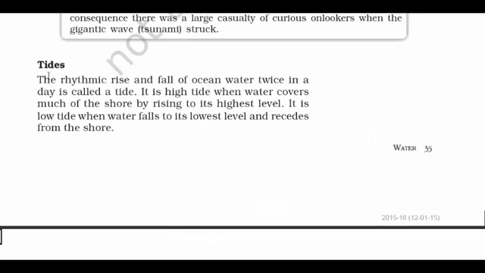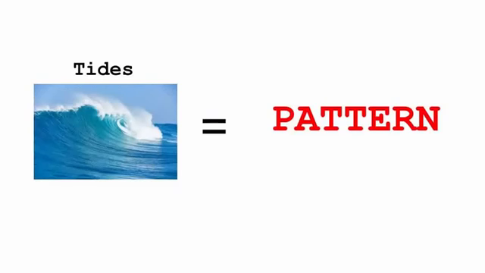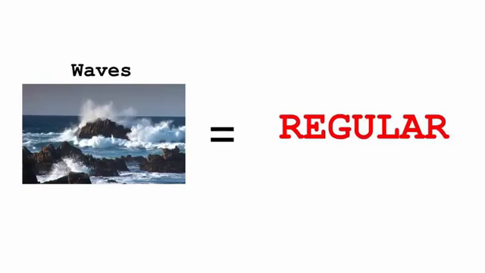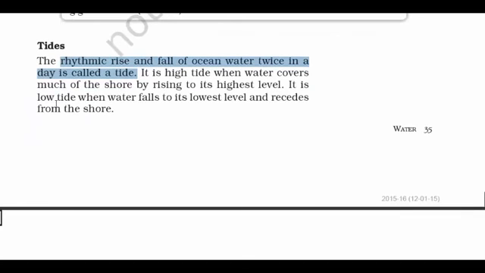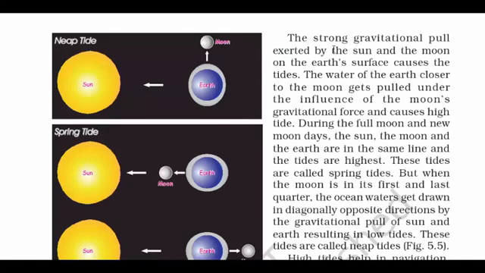Now on the other hand, tides are a bit different. The rhythmic rise and fall of ocean water twice in a day is called a tide. So in a tide, there is a pattern. It happens twice, thrice, or 4 times in a day. And the waves are regular. They keep on happening every now and then. Tides are a bit different from waves. So tides can be high tide and low tide. The usual reason behind tides is the strong gravitational pull exerted by the sun and the moon on the earth's surface.